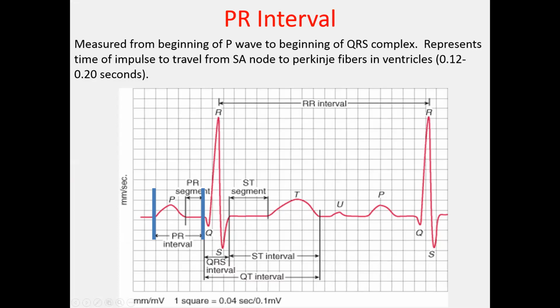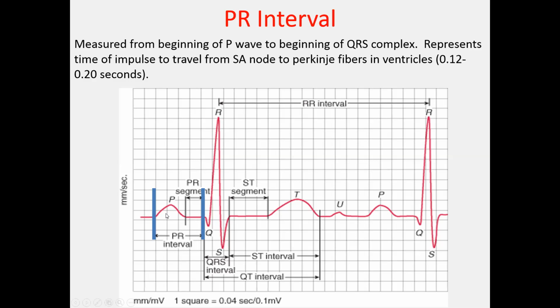Another thing that we measure when we're analyzing an EKG is the PR interval. The PR interval is measured from the beginning of the P wave to the beginning of the QRS. So you're going to count the number of boxes from the beginning of the P wave to the beginning of the QRS. And what are we measuring there? We're measuring the time it takes for the electrical impulse to get from the SA node to the Purkinje fibers in the ventricles. And it should be between 3 and 5 little boxes, between 0.12 and 0.20 seconds.